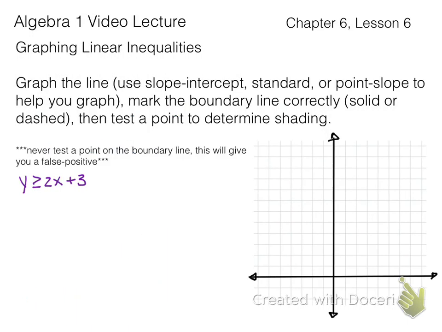Okay, so how do you actually graph a linear inequality? Well, you're going to graph the line, and you'll see it looks a lot like linear equations, just instead of an equal sign, it has an inequality. All right, use your knowledge about slope-intercept, standard, and point-slope form to help you graph. Remember, slope-intercept means you're going to find the y-intercept, and then use the slope to graph the line. Standard means you're going to graph the y-intercept and the x-intercept, and point-slope form means you're going to find the point and then use the slope to make your line.